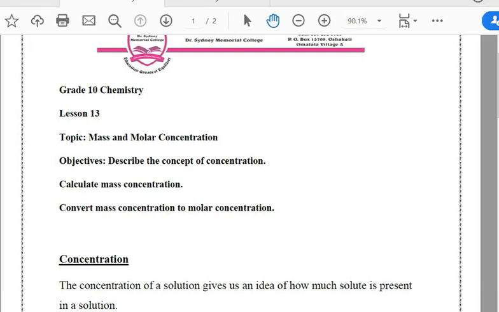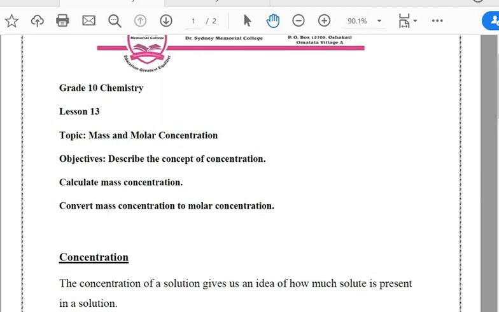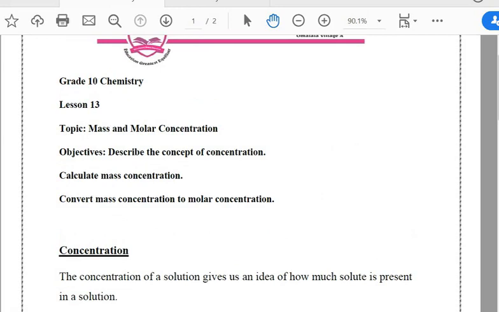Welcome to this chemistry lesson. Today we are looking at mass and molar concentration. In the previous lessons, lesson 11 and lesson 12, we moved into this topic known as stoichiometry. We talked about the mole and empirical formulas, but you will find that this topic is, as I said before, heavy on calculations. And for us to do those calculations, we must know what those calculations are based on.